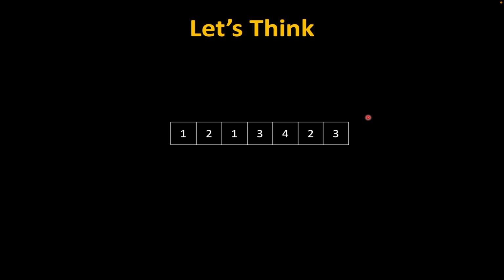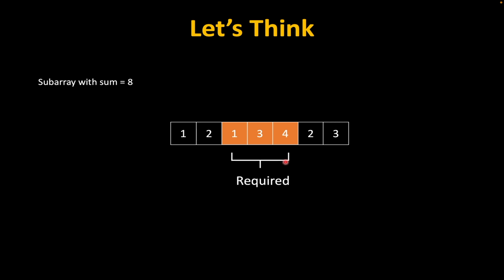So we have this array and we need to find a subarray with sum equals to 8. So you can clearly see this 1, 3 and 4. This is our subarray. So this is our required subarray. To solve this, we need to make some observations.